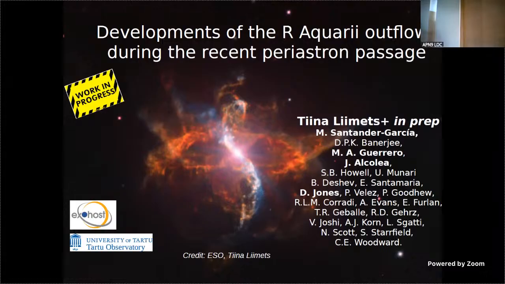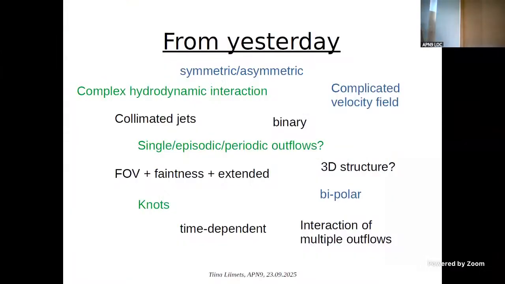So you have probably now realized that R Aquarii in the symbiotic field is like the Butterfly Nebula in the PN field. It's the benchmark, everyone talks about it. It's one of the best studied symbiotic binaries, and yet we have many questions still. Everything that was questioned yesterday as problematic in the planetary nebula field, like single episodic periodic outflows, knots, complex hydrodynamic interaction, 3D structure, to say a few, is all present in this single system.